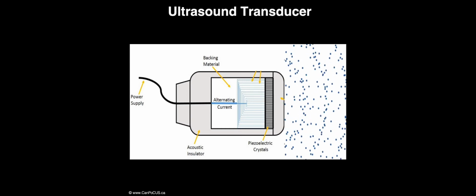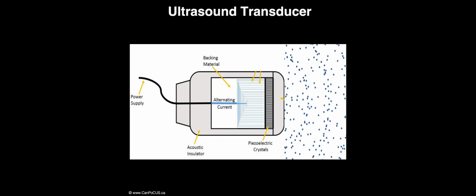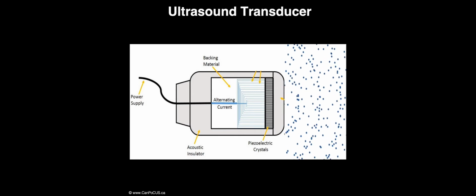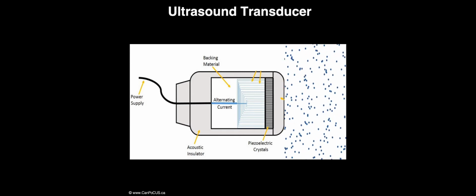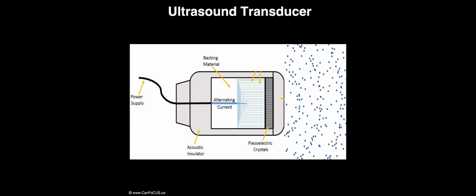The returning echoes vibrate the piezoelectric crystals, which results in a current generated and can be interpreted by the machine. The transducer is therefore generating the ultrasound wave and listening for the returning echoes.